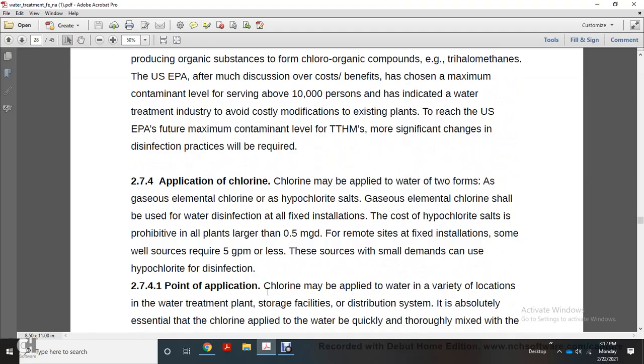Application of chlorine. Chlorine may be applied to water in two forms: as gaseous elemental chlorine or as hypochlorite salts.